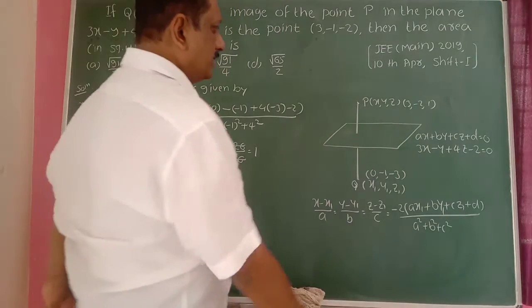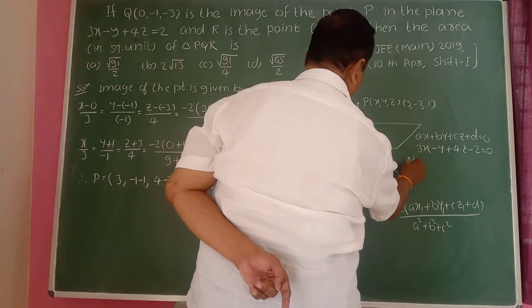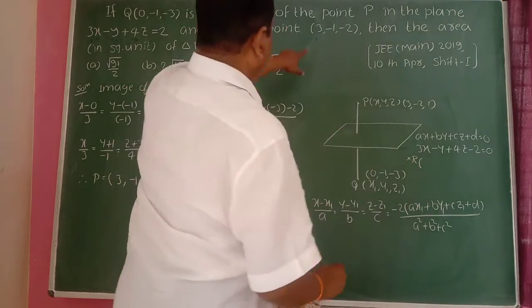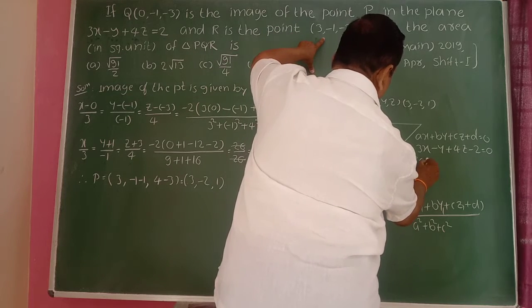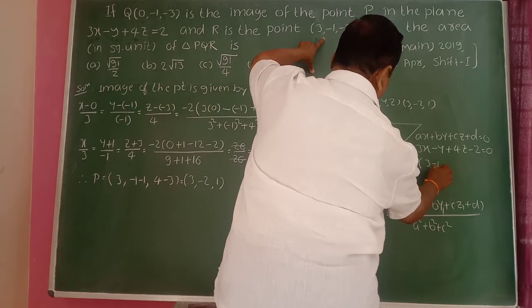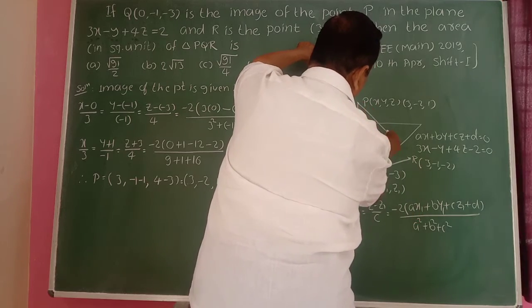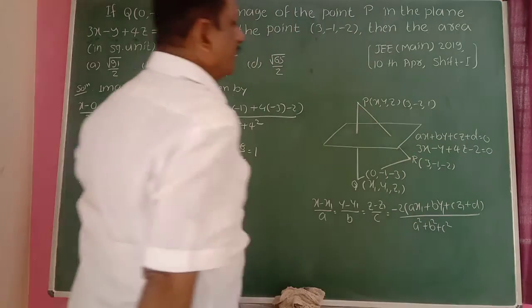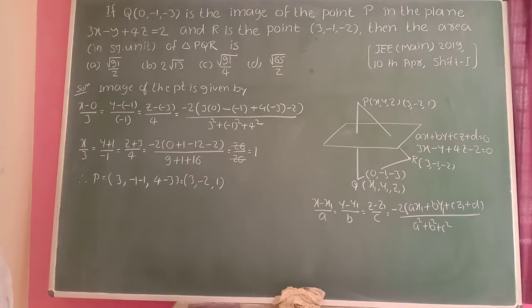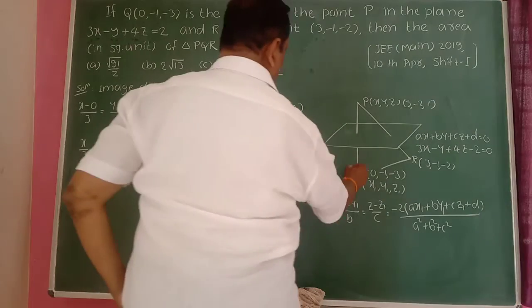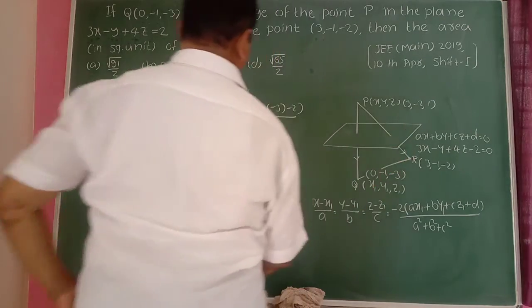Consider there is one more point R, which is already given. The coordinates of the point R are (3, -1, -2). Here you find the area of this triangle. So find PQ as well as PR.